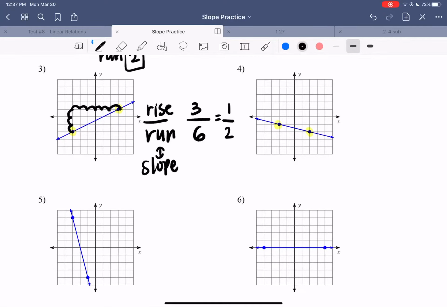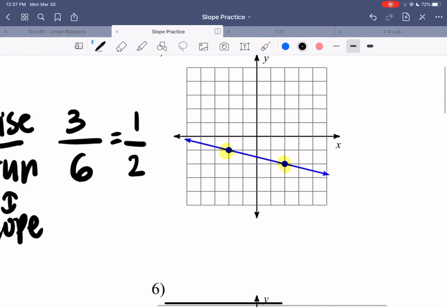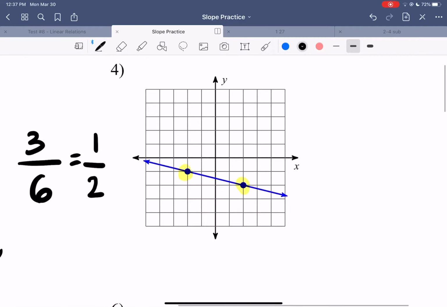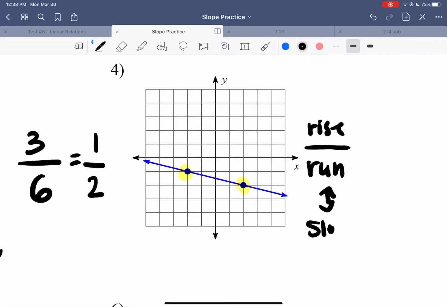Okay, we got this one here. So take a moment and try and find the rise over run, or remember the slope.